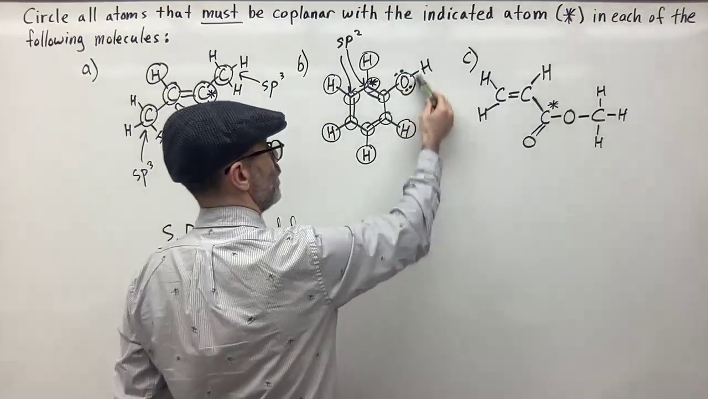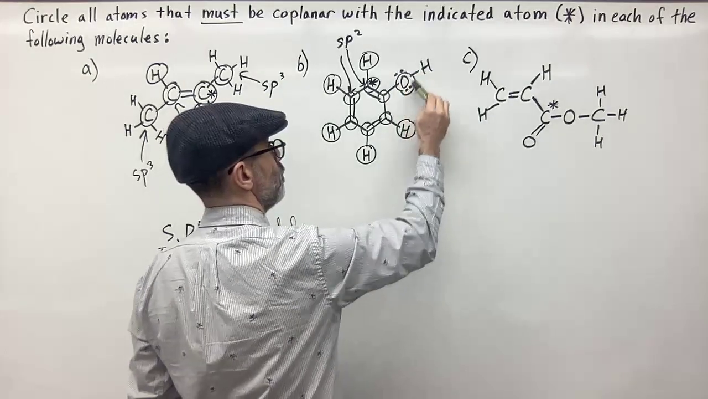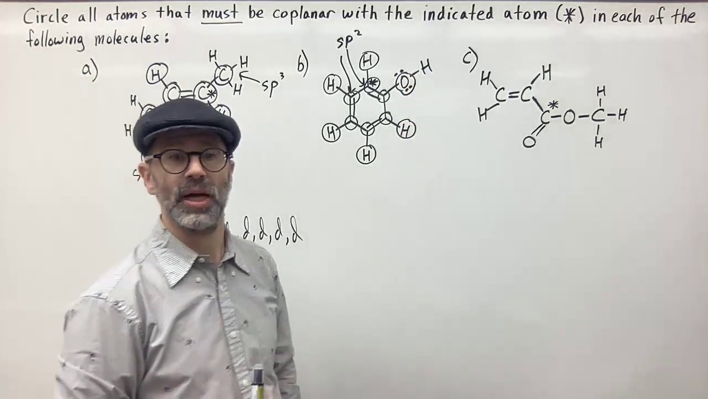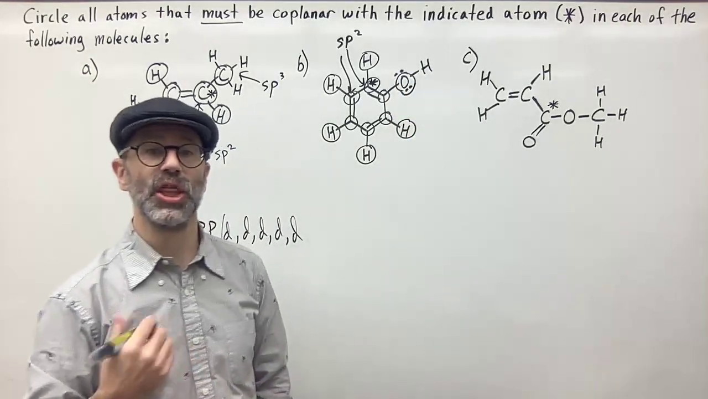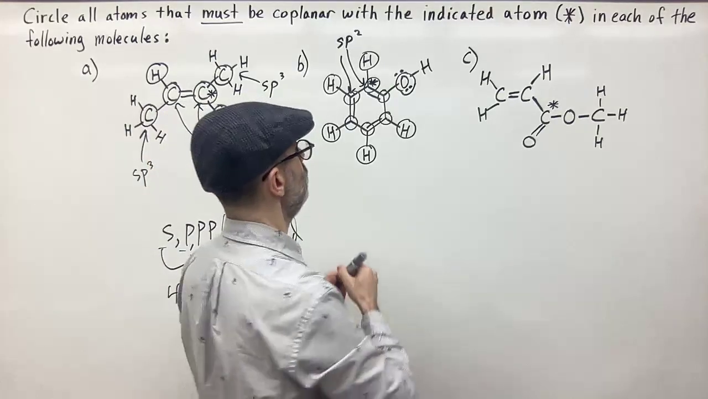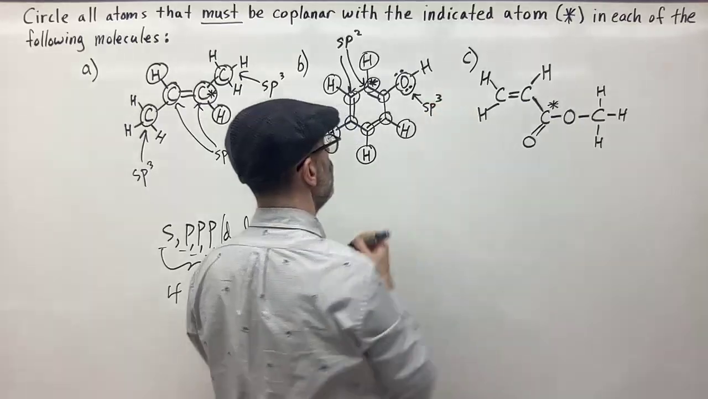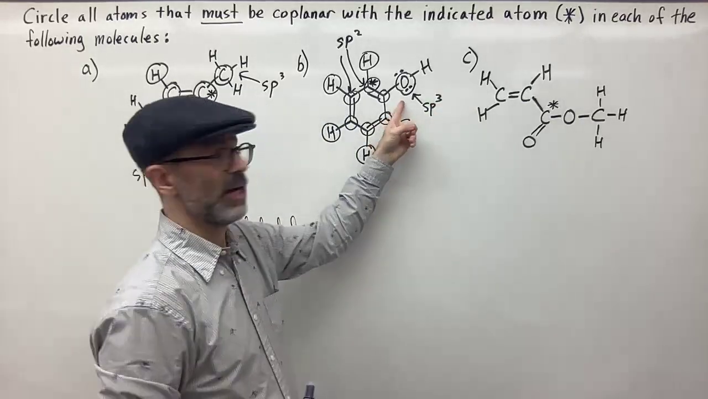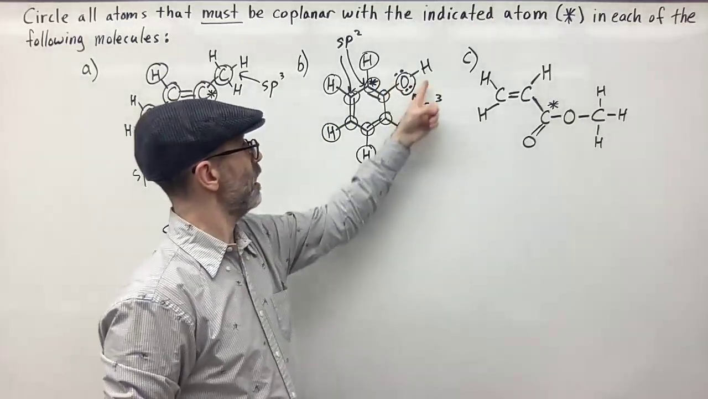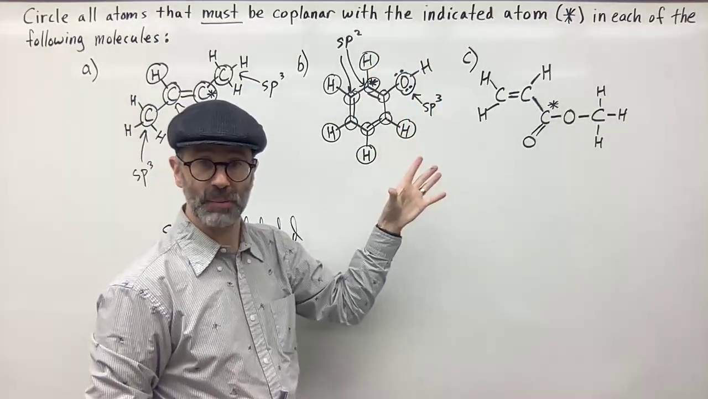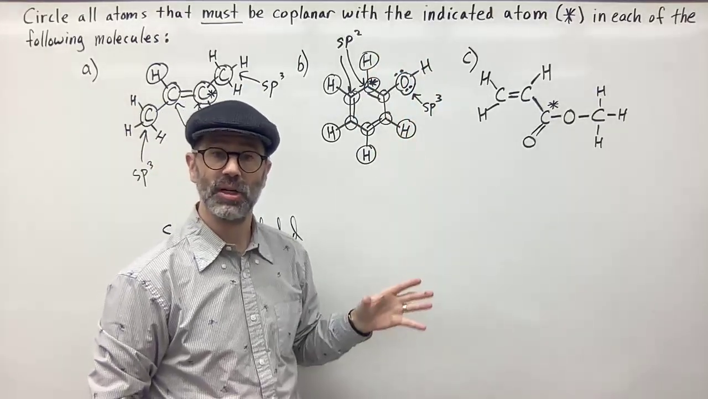So notice for the oxygen, you have 1, 2, 3, 4 electron groups. So this is going to be sp3 hybridized. And since it's sp3 hybridized, that means that the electron group geometry is tetrahedral.